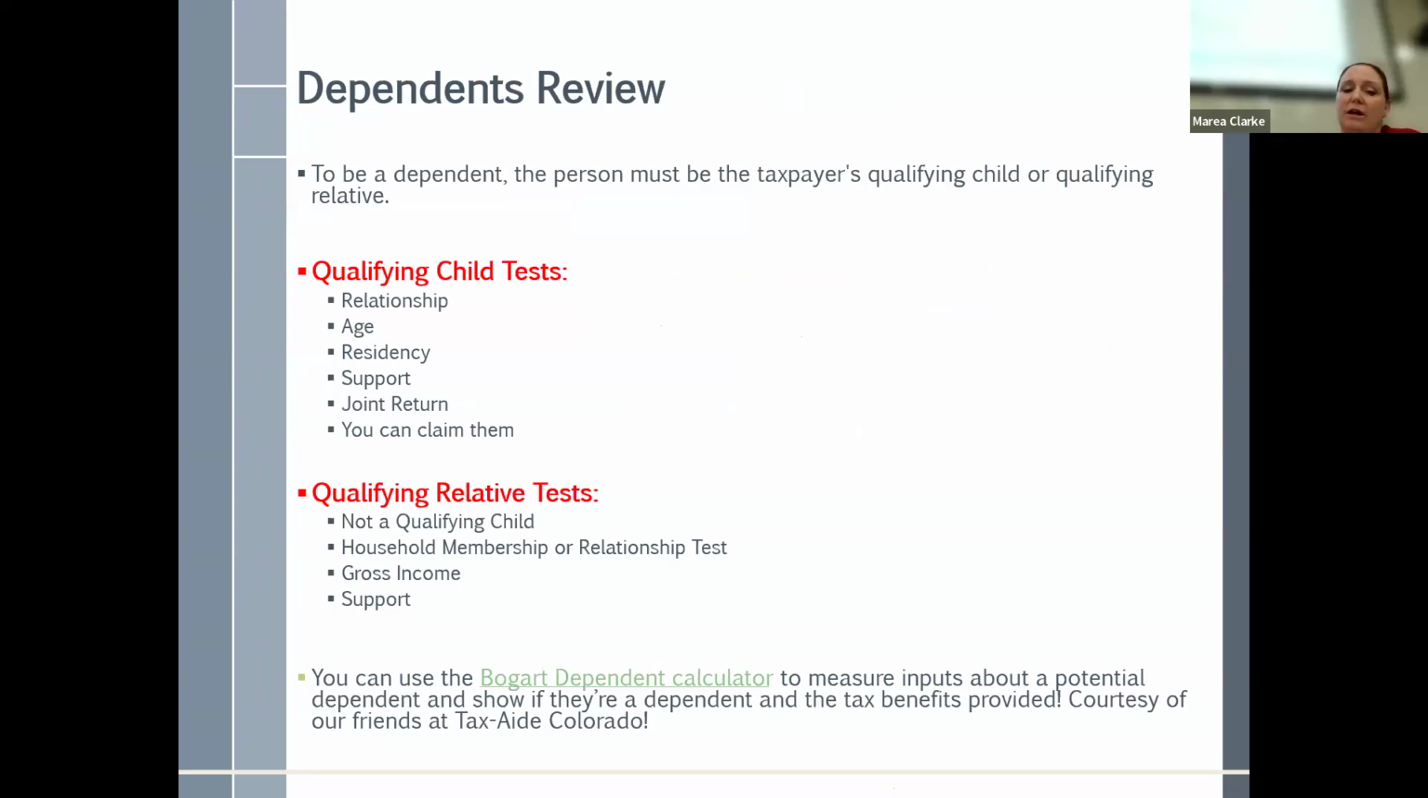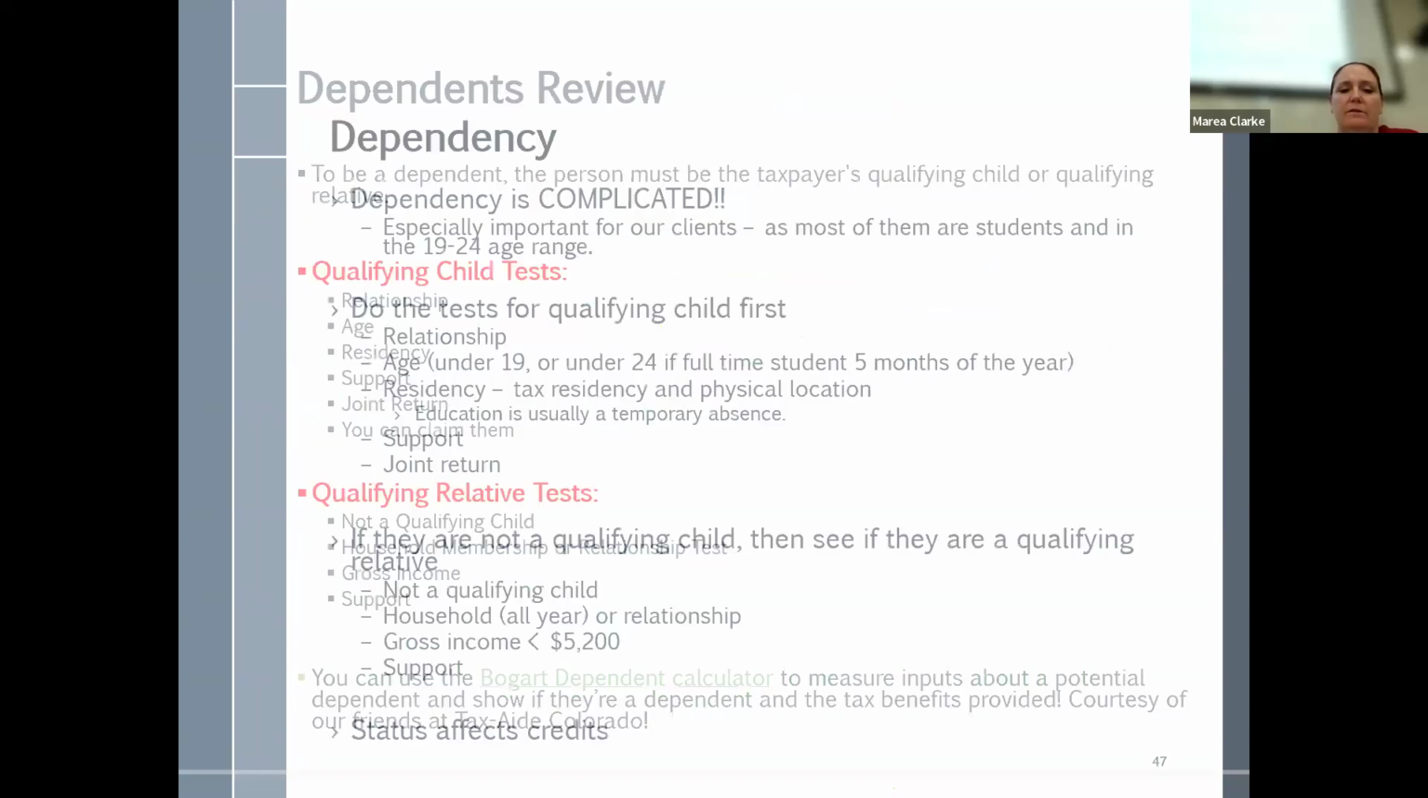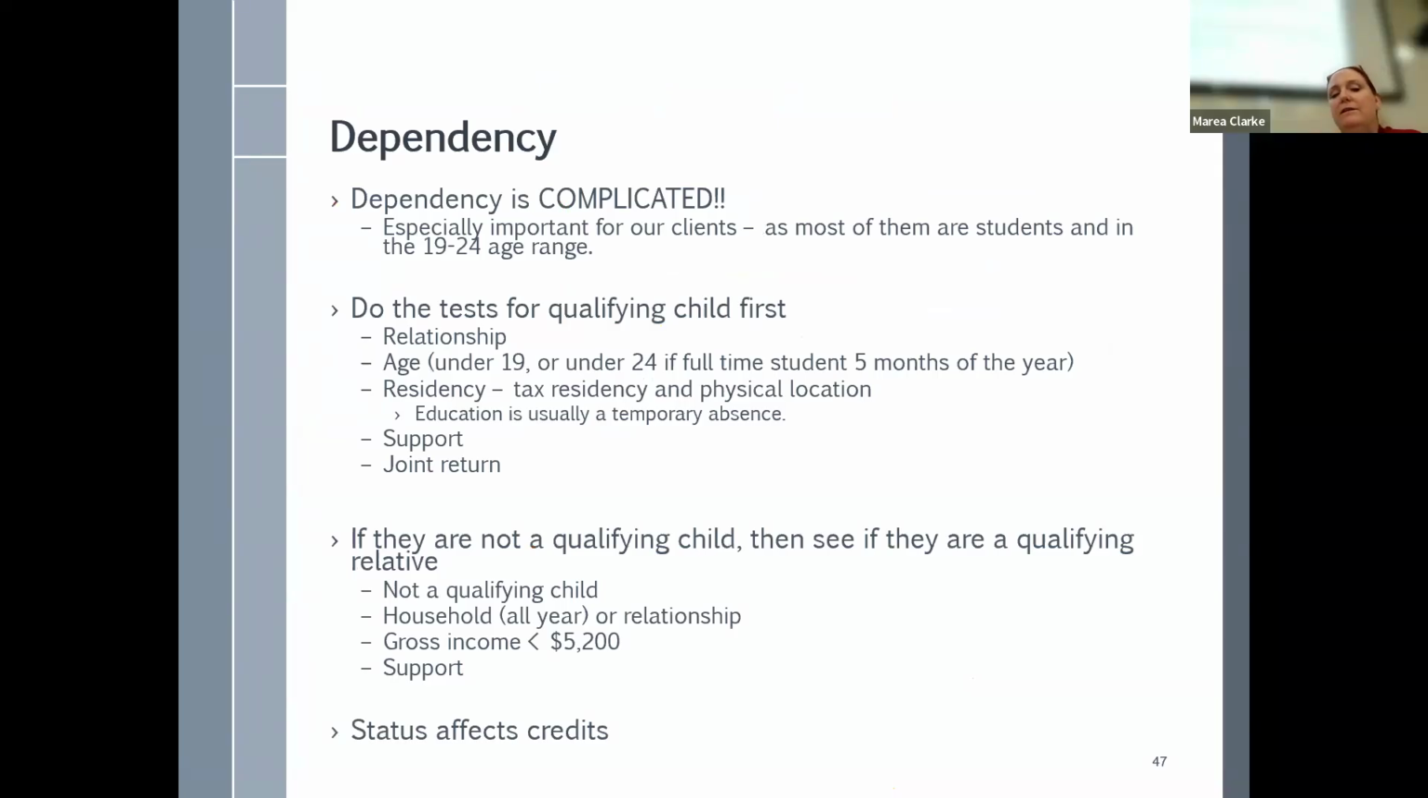So again, there are only two kinds: qualifying child and qualifying relative. The tests here basically haven't changed, so your 4012 is going to be a good reference guide for those. Generally it's good there. All right, the thing I'm going to say on this is that this is really complicated. This is one of the more complicated things.